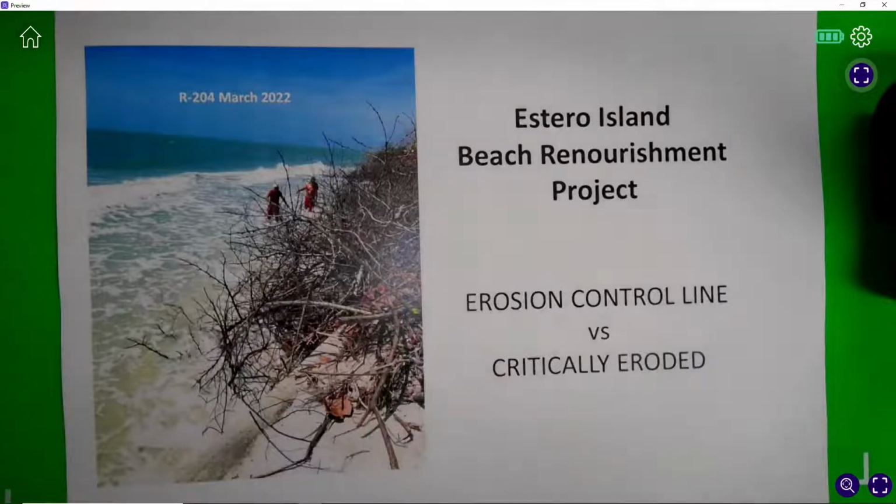Okay, so I thought it may be wise to just give some educational presentation regarding the erosion control line versus a critically eroded shoreline designation. So I will go through some slides.